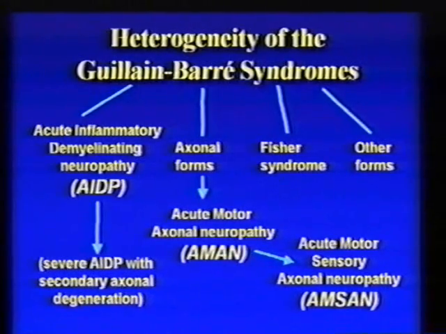And we divide them into two flavors, acute motor axonal neuropathy, or the AMAN syndrome, and acute motor sensory axonal neuropathy, or the AMSAN syndrome. How these two relate isn't clear, but I think it's entirely possible this simply is a more severe form of this disorder. The Fisher syndrome is very different.